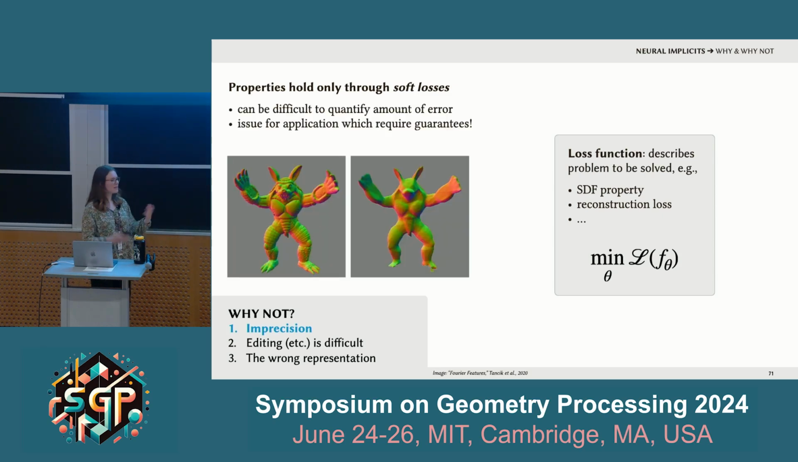And this can lead to issues like the very common one that we lose sharp features in our neural implicits. It's also often hard to exactly quantify the amount of error that comes from the constraints only holding through soft losses. And so this is a big issue if you want to perform applications which require guarantees, maybe applications with safety concerns like medical applications or toolpath planning.